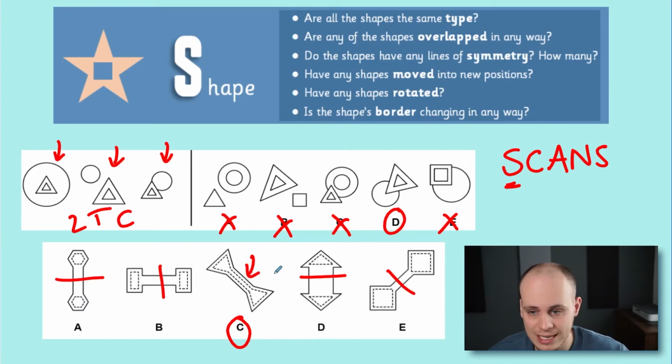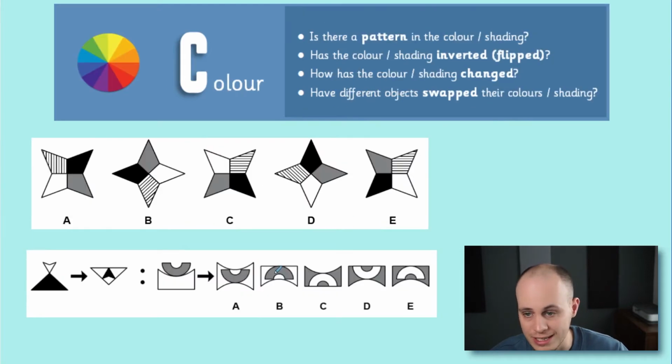So anyway, that's the S, the first S in SCANS. It stands for shape, and it's just encouraging you to look at the shape and think about how the shapes are changing and interacting. The C in SCANS stands for color, and this one's a lot more straightforward. There's only 4 bullet points here. Is there a pattern in the color or shading? For example, in this first question, is there a pattern going around this figure? Does it always go black, grey, white, and then sort of the lines? Is that how it works?